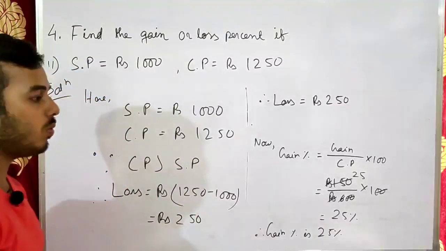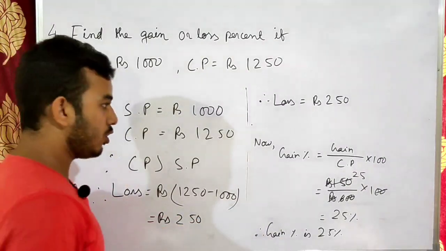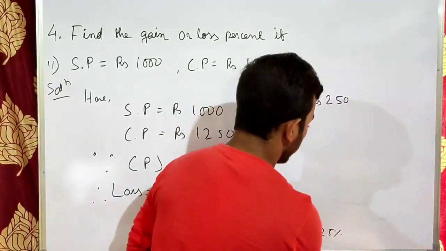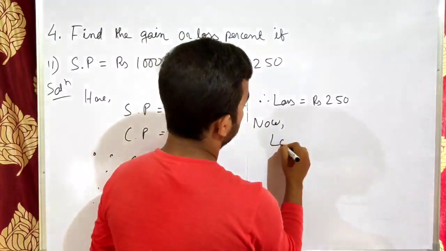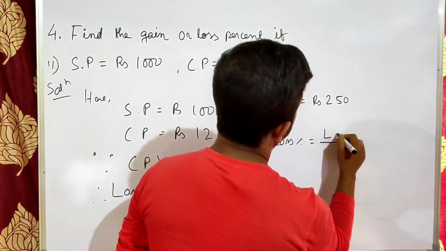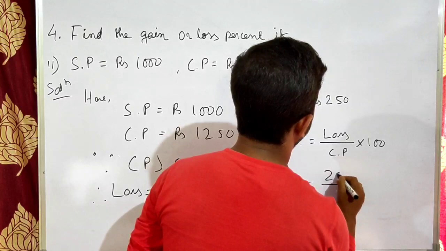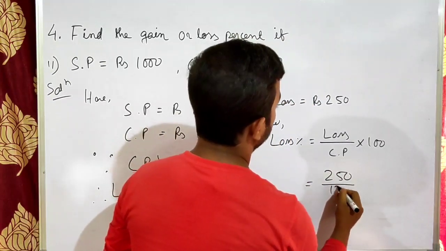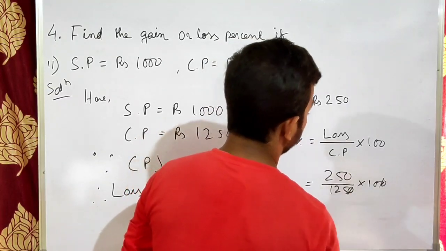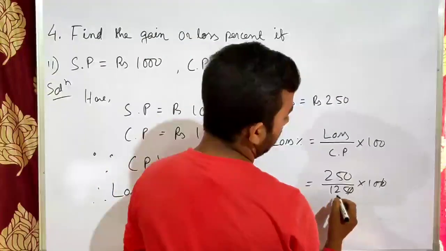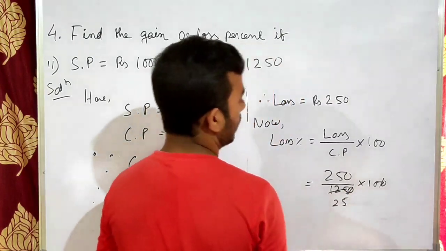Now we have to find out the loss percent. Loss percent means loss by CP into 100. So loss percent equals loss by CP into 100. Here loss is 250 and CP is 1250 into 100. Then the zeros can be cancelled, and then we can also cancel with 5. 5 into 2 is 10, then 5 into 5 is 25.